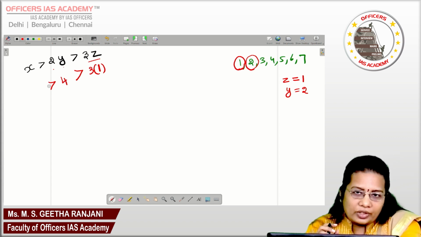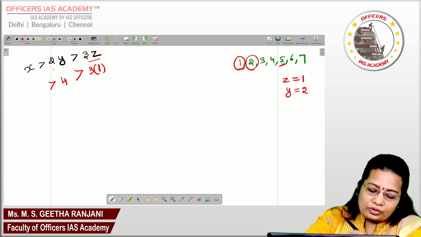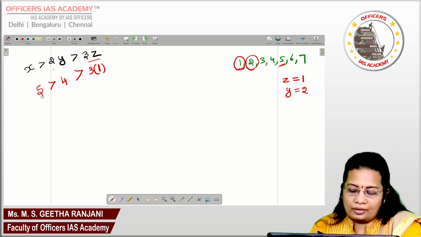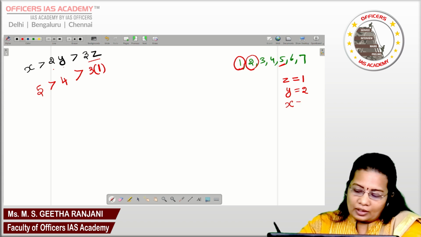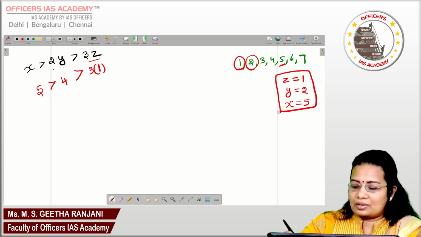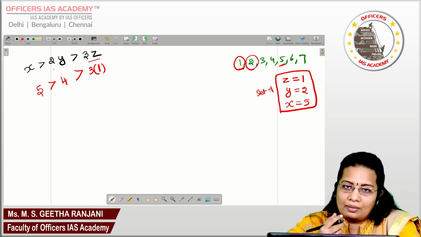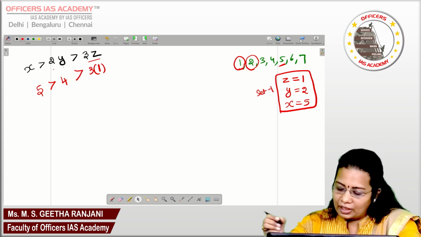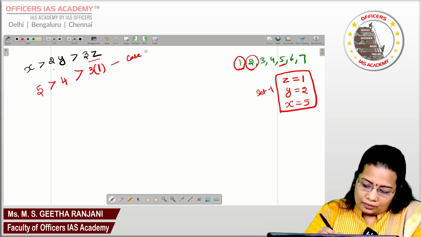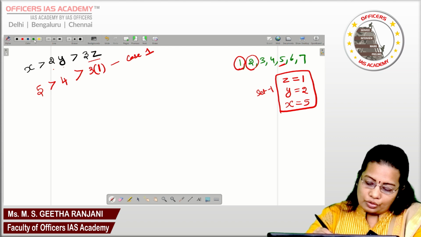Then what is the value you can give for x? More than 4 I want to take. So in the first case I can take 5. So x value became 5. This is set 1. Triplet set 1. How many sets we can make? That is the demand of the question. How many triplets you can make? This is case 1 and case 2.